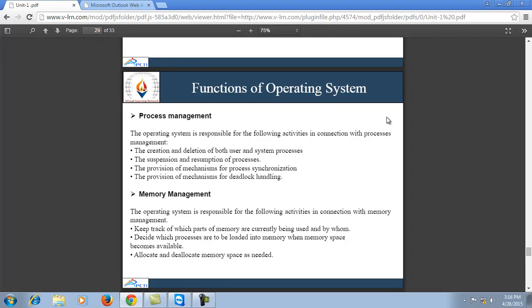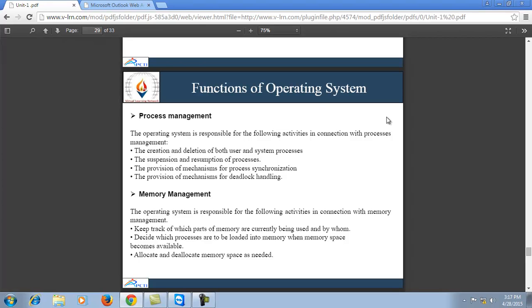Now come to memory management. The operating system is responsible for the following activities in connection with memory management. First, keep track of which parts of memory are currently being used and by whom. It records or creates offsets. Offset is known as an index, which tells which part of memory is used by which user.